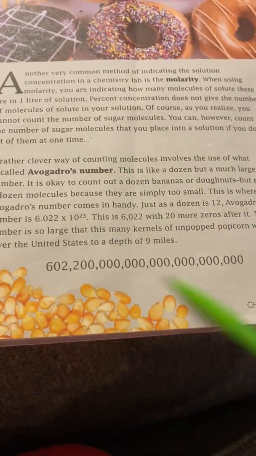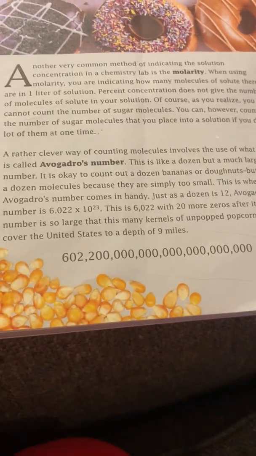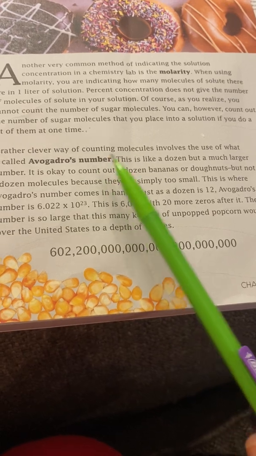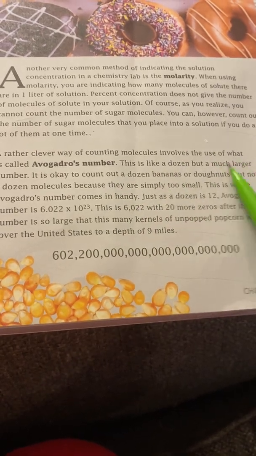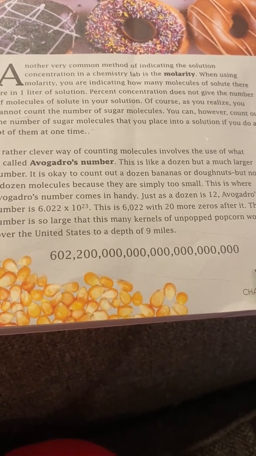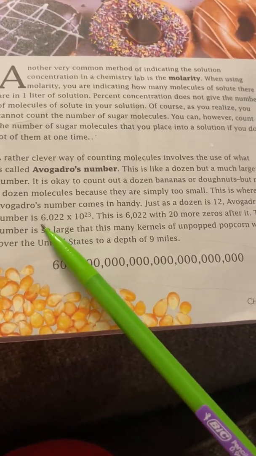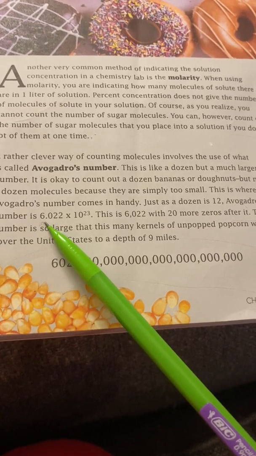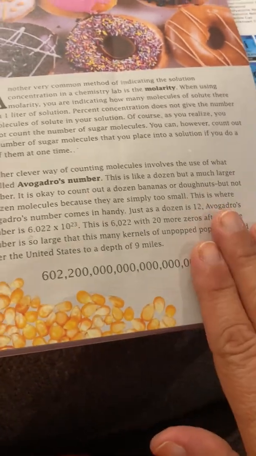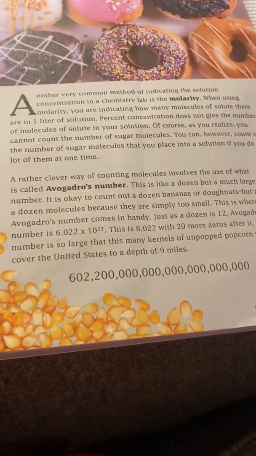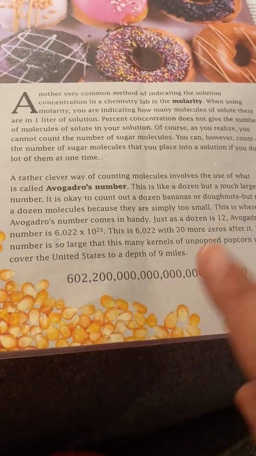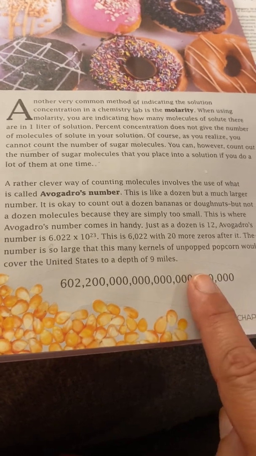So how would you take notes on this second paragraph? What would you say to remember that Avogadro's number is like a dozen but a much larger number? Go ahead and write this big number down, and write down exactly what this number is. Avogadro's number is 6.022 times 10 to the 23rd power. Now, how this is going to be used in math isn't written in this paragraph yet. And it's okay that it's not, because when we go to the next paragraph, it's going to explain it better.